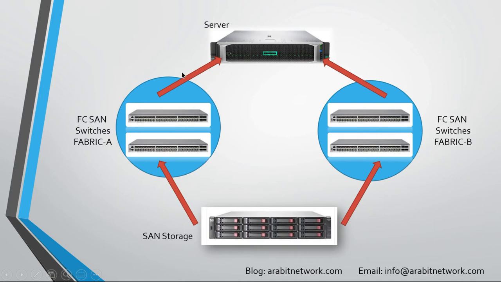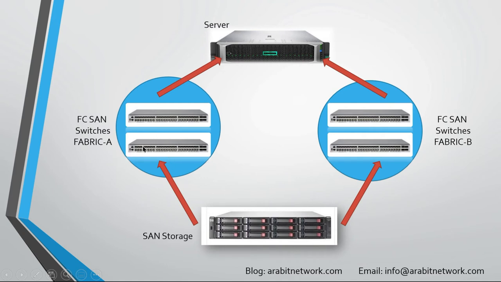When it comes to high availability, if you lose any of these paths, maybe you may have a failure with your HBA card. Maybe the fiber channel cable is broken. Maybe your SAN switch is broken. Maybe it got rebooted for any reason. You may also have an issue on the other end with the SAN storage, or the connectivity between the SAN storage and your SAN switch.